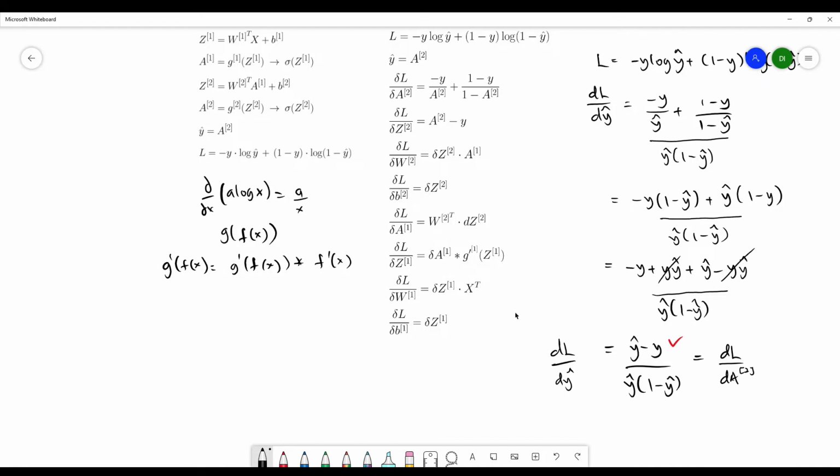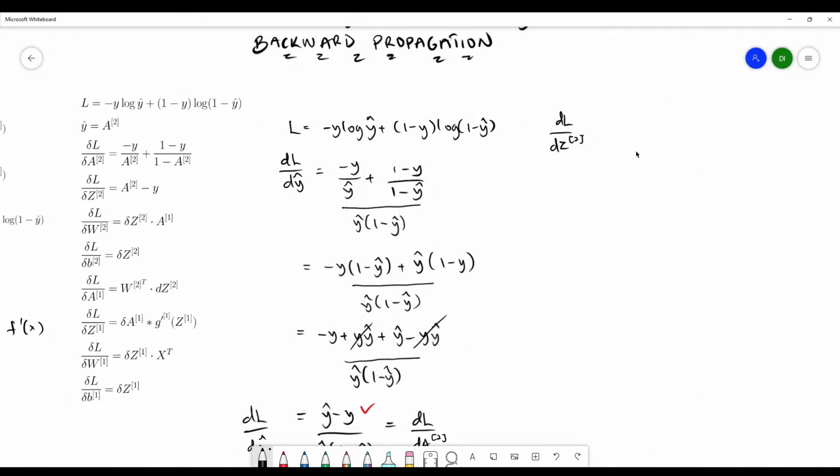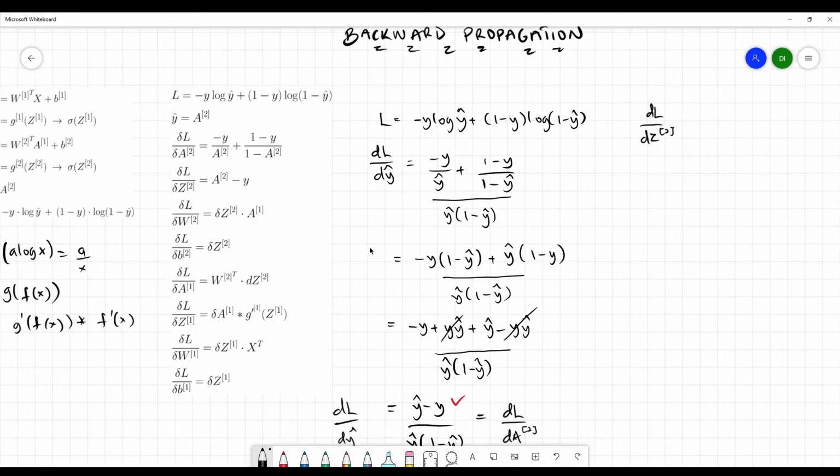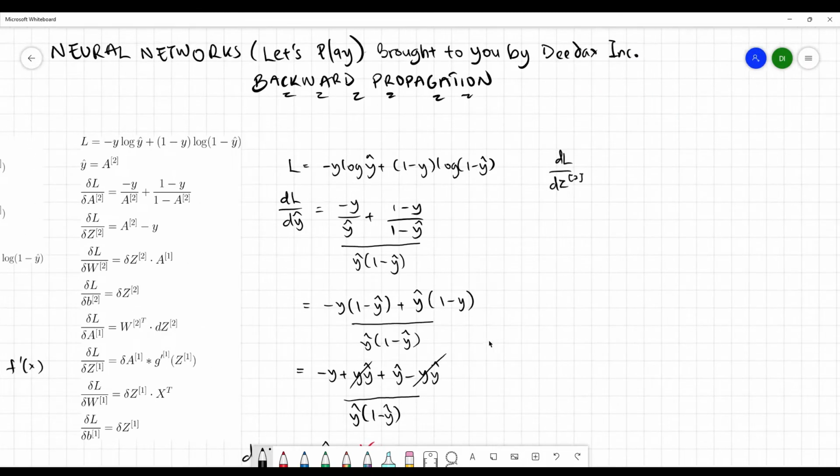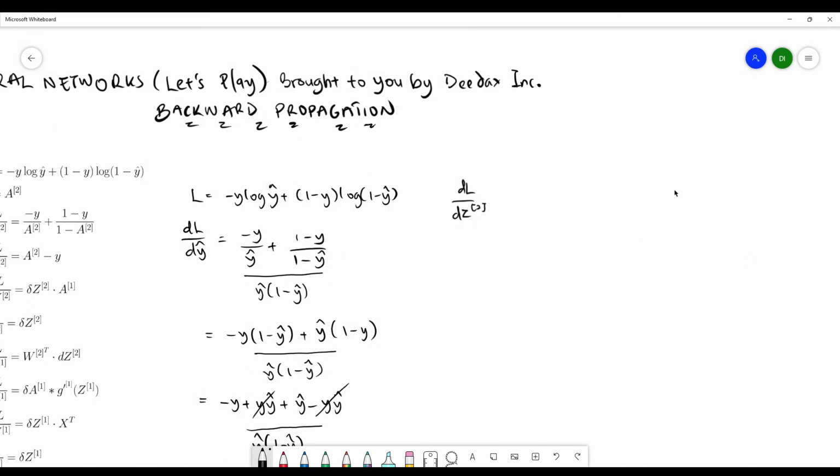And relating this to our goal, which is dL/dZ2, we have seen how Z2 is inside of A2, and A2 is inside of L, and we're trying to find a relationship between L and Z2. How much does our L change when we nudge Z2?